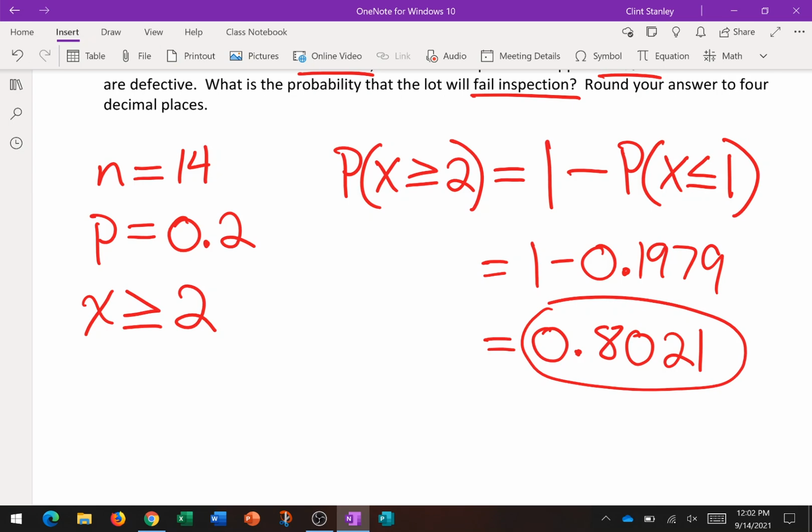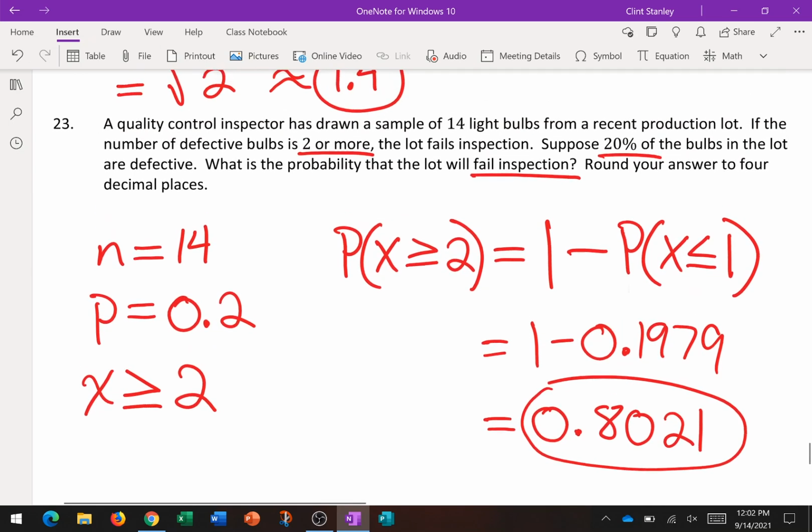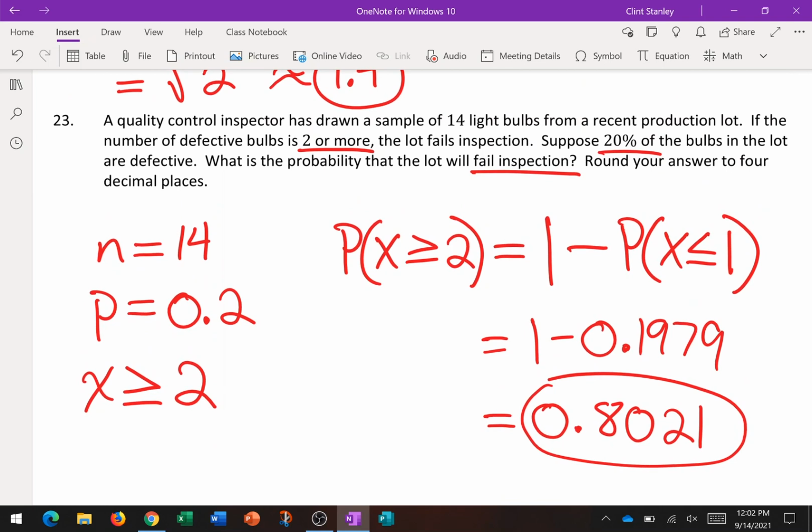How did you get the X? I know how you did N and P, but how did we get from there to here? All right, so the reason why we did it was because our cumulative table only gives us less than or equal to whatever number we look up. And then how we did it, we want to do 1 minus the opposite so we can flip the sign.